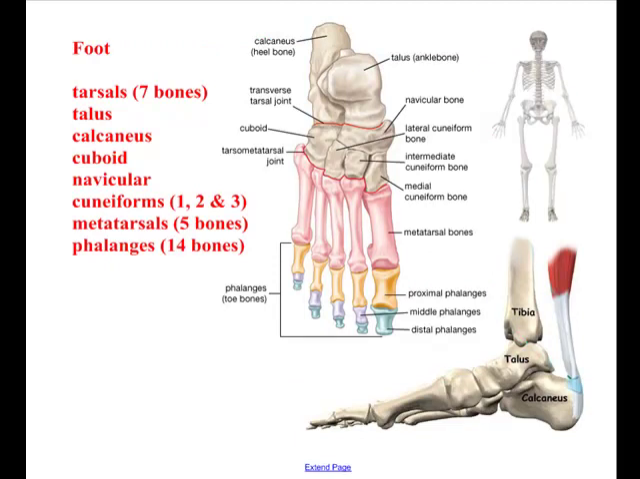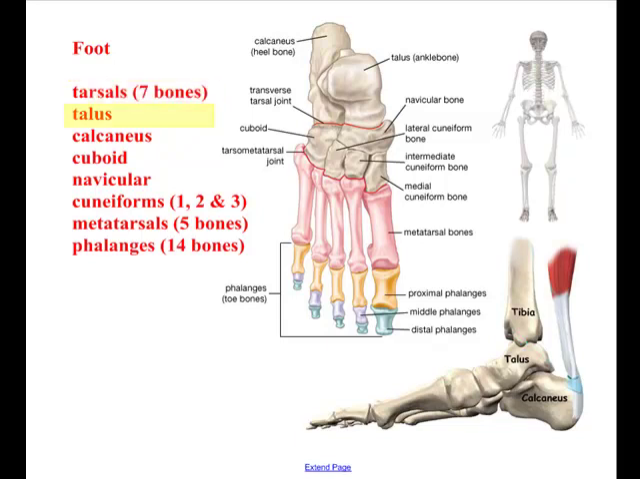Now, if you remember looking at the bones of the hand, you'll remember that there were 8 carpal bones which formed the wrist. In the foot, there's a very similar setup with bones. However, instead of 8 carpal bones, we have 7 tarsal bones. Those bones allow for the mobility in the foot, much like the carpals allow for high mobility in the wrist.